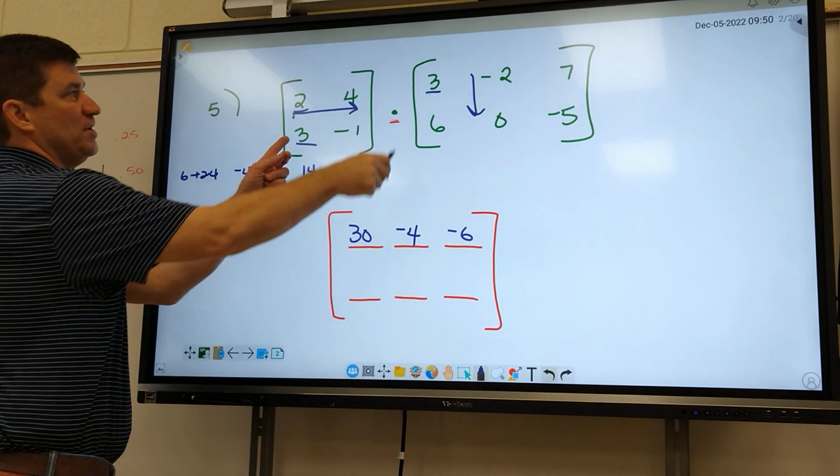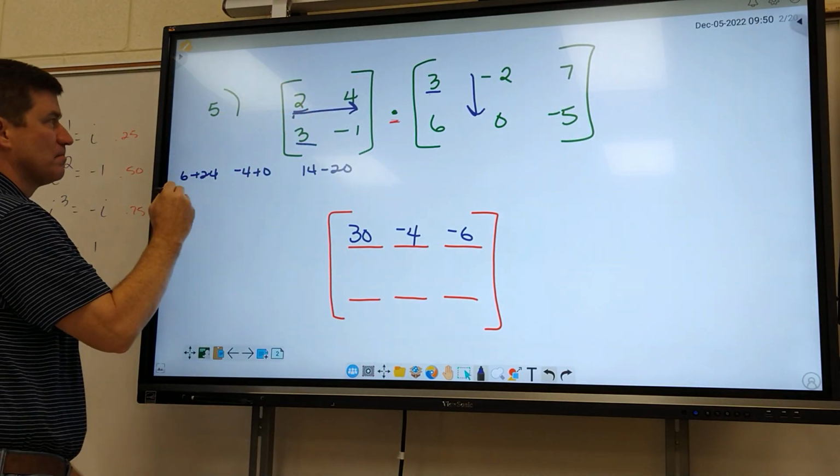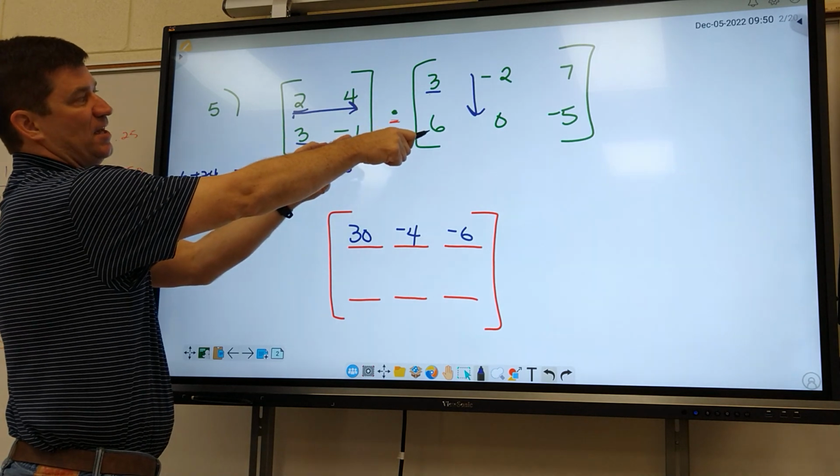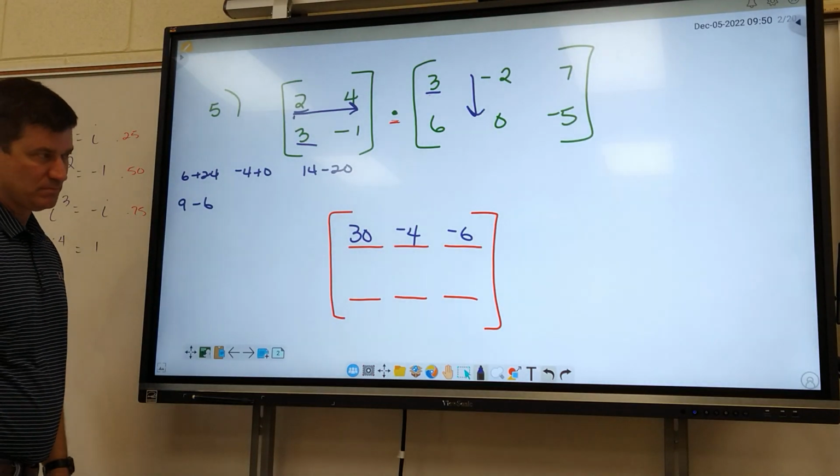For example, 3 times 3, I'm going to start back in the first column. That's 9. Negative 1 times 5 is negative 5. Okay. Add these two up. 3.